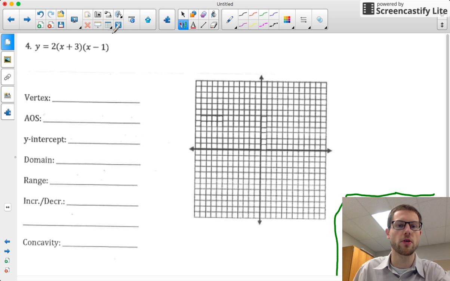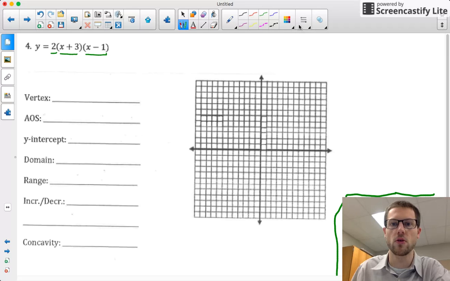Alrighty, for this problem, we're trying to graph y equals 2 times (x plus 3) times (x minus 1). So this is factored form. Here's one factor, here's another factor, and really 2 is a factor as well. And when we're graphing in factored form, the first thing we need to do is establish what our roots are.